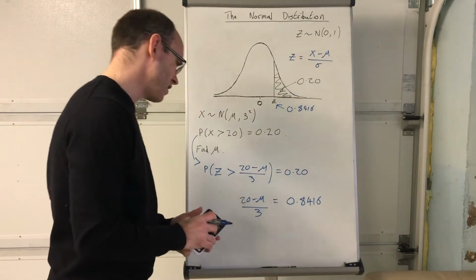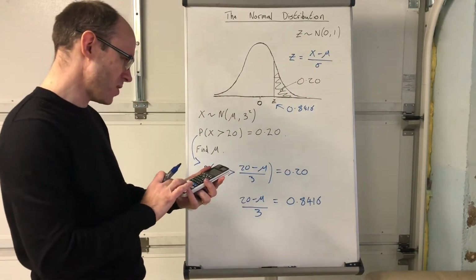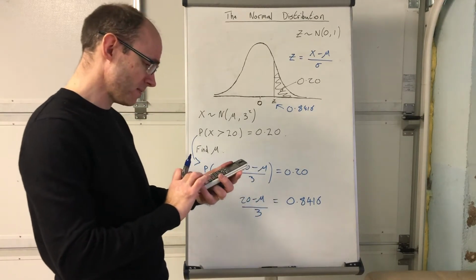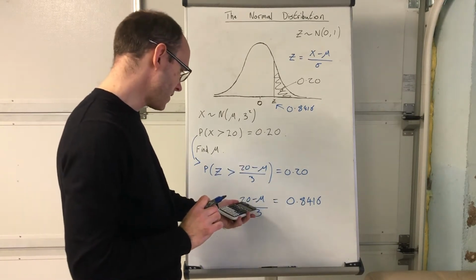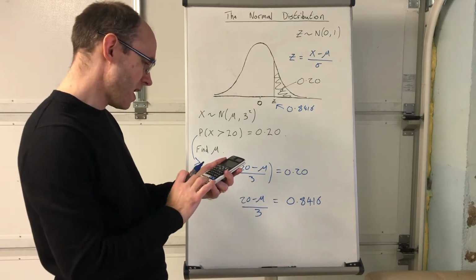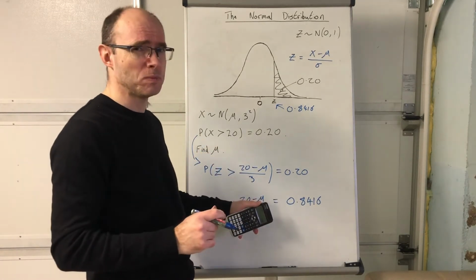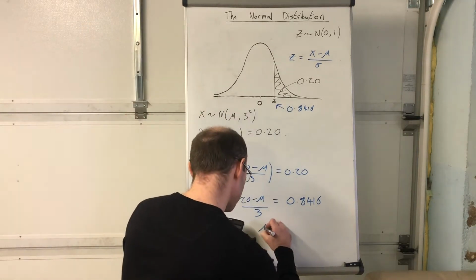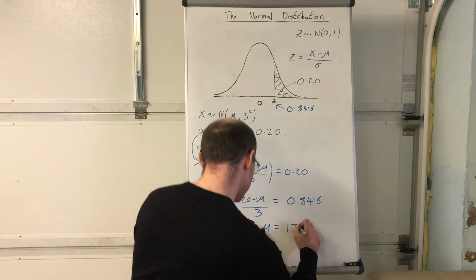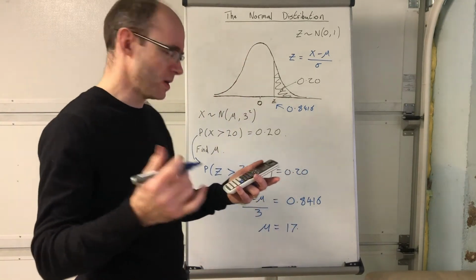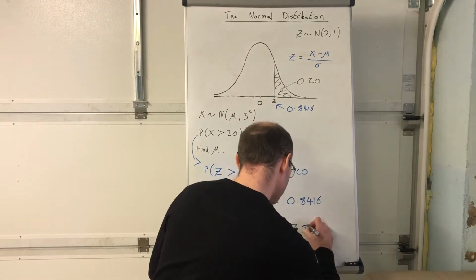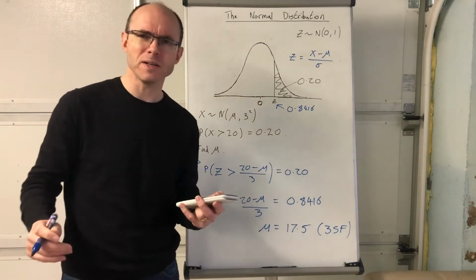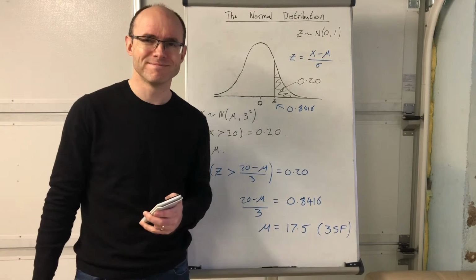Now we need to work out the value of mu. So 0.8416, I'm going to multiply by 3. Okay? And then I'm going to subtract 20. And of course, that gives me negative mu. So I'm just going to write down the negative of what my calculator tells me. Okay, so that means mu must be 17.4752. So I'm going to put 17.5 to 3 significant figures. Okay, and then that's the first example done.